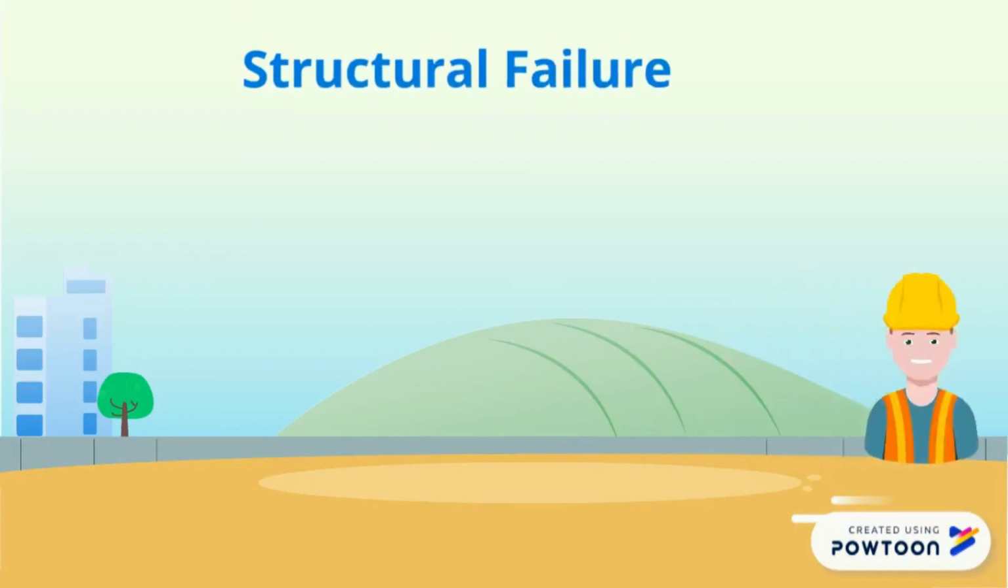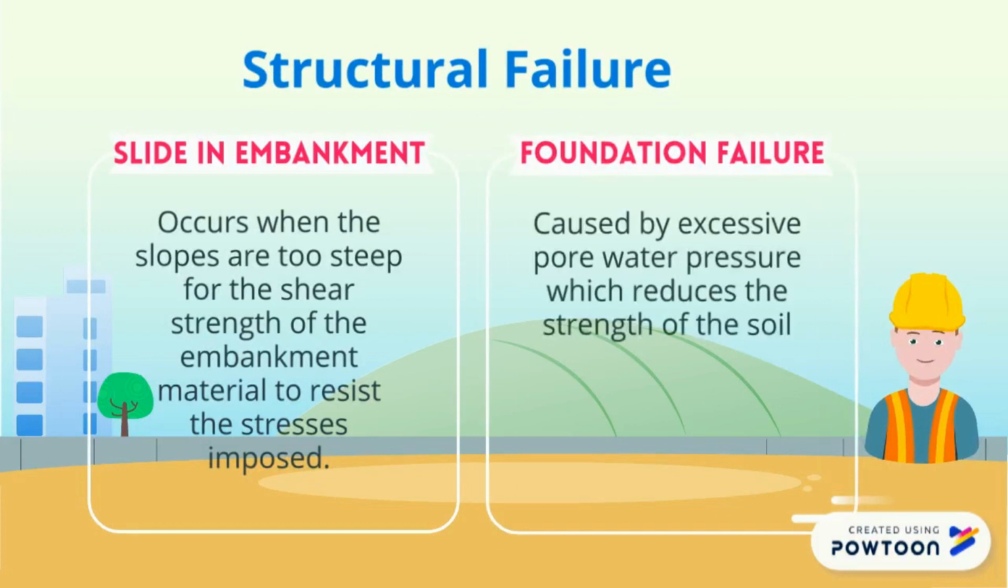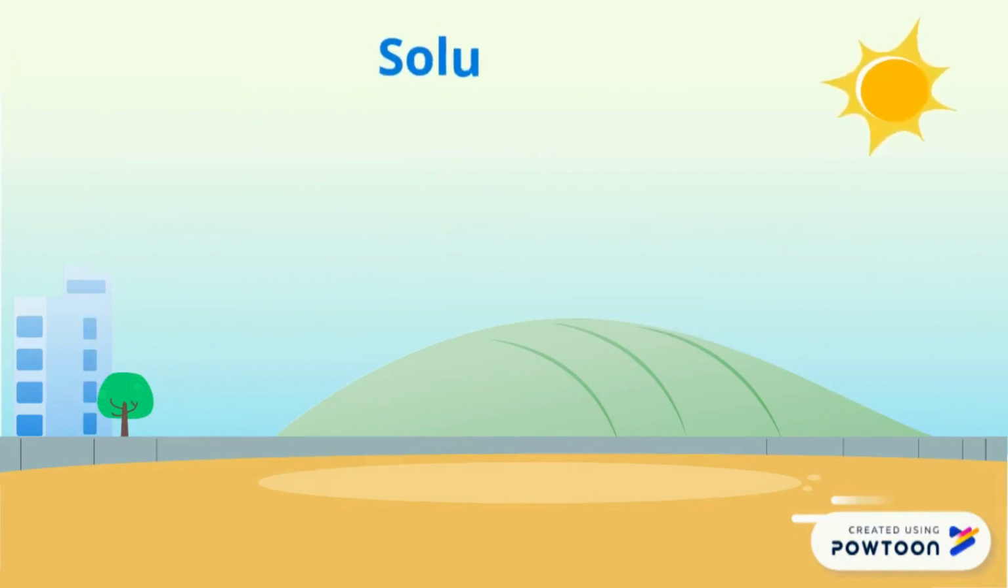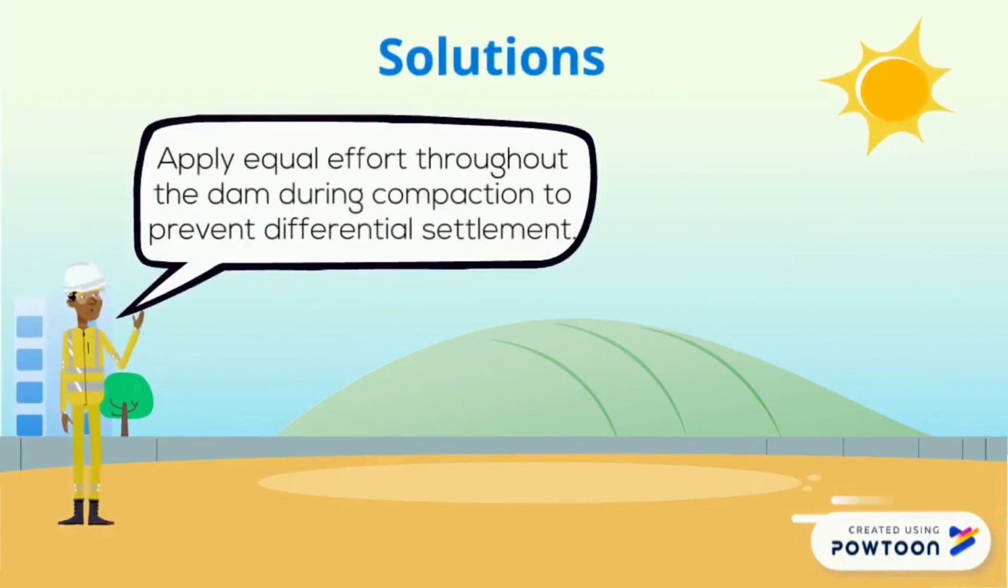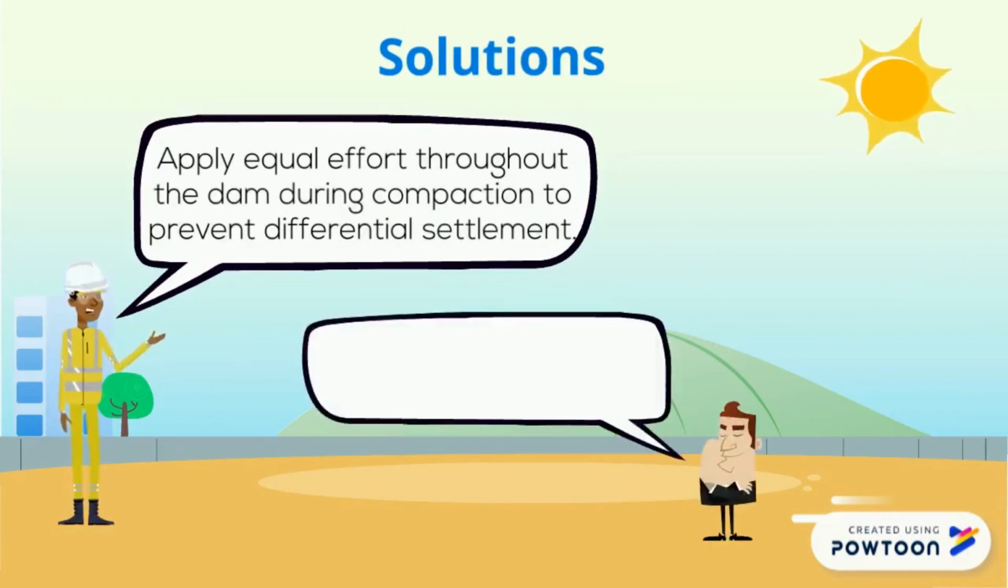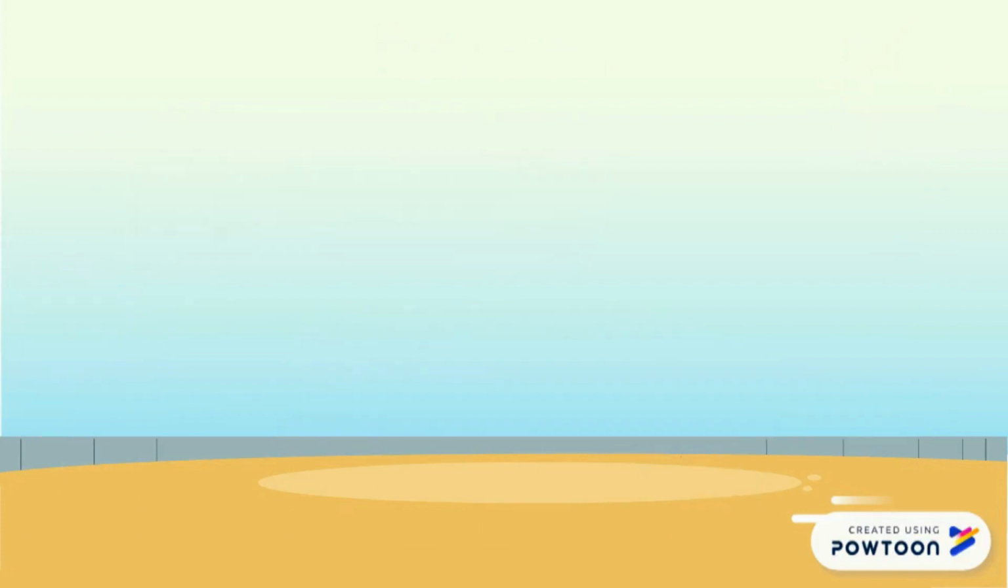Slides in embankment occur when the slopes are too steep for the shear strength of the embankment material to resist the stresses imposed. The foundation failure is caused by excessive pore water pressure, which reduces the strength of the soil. Apply equal effort throughout the dam during compaction to prevent differential settlement. Next, design properly and do slope protection.